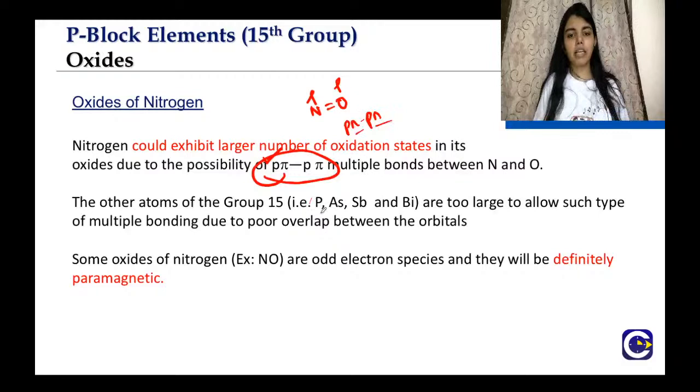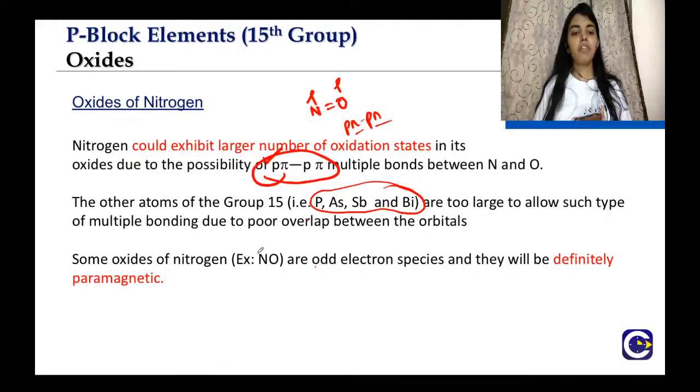But the other atoms of group 15, for example phosphorus, arsenic, antimony, bismuth, they are too large, right? So effective overlapping is not taking place in these elements. So their p-pi bonding, or the d-pi bonding if you see, is not as strong as the p-pi bonding of nitrogen and oxygen here, due to the poor overlap between the orbitals.